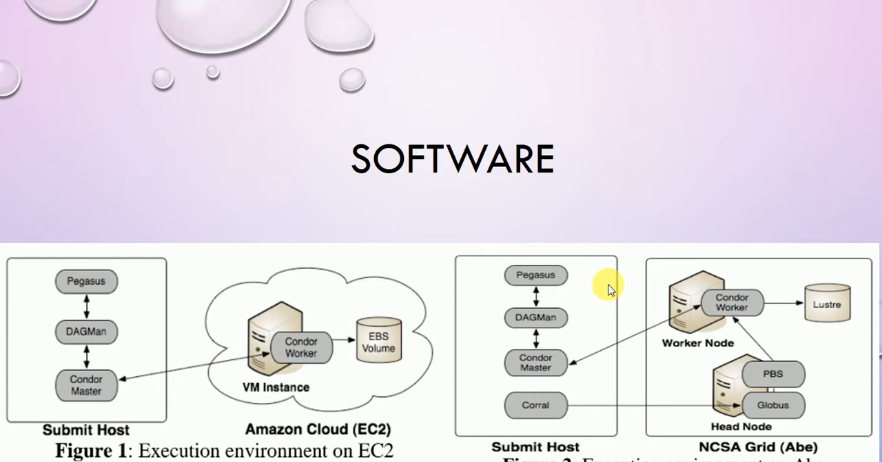So in the second, this execution environment on ABE, the experiment used Globus and Corral to deploy Condor glideins as shown. The glideins start Condor daemons on the ABE worker nodes, which contact the submit host and were used to execute the workflow tasks. This approach created an execution environment on ABE that is equivalent to the EC2 environment.